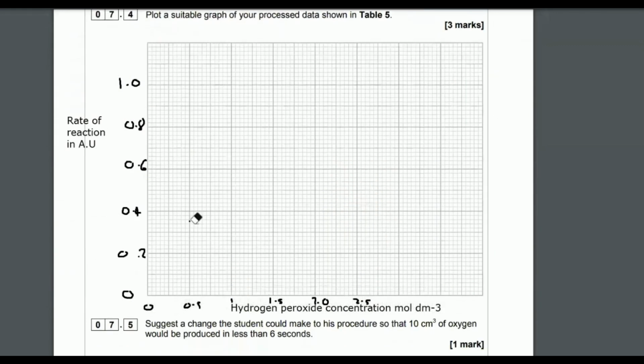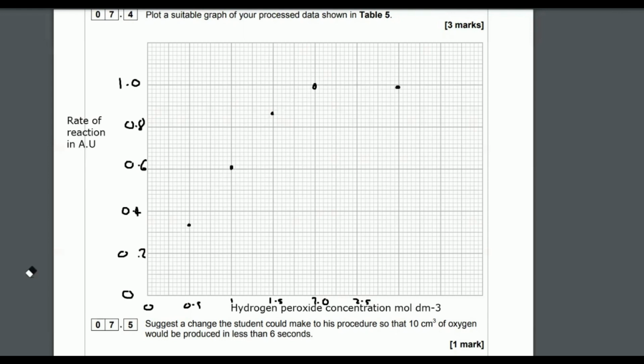Okay, so the first plot at 0.2 mole, 0.5 mole per decimeter, I want to go up at 0.33. We calculated that. The second plot at 1 mole per decimeter, we want to go up and put that at 0.6. At 1.5, it's 0.86, so that's 3 mini squares up. Each mini square is worth 0.2 on my y-axis. And then the last two are on 1 and 1. And that's all you need to do to get the 3 marks.